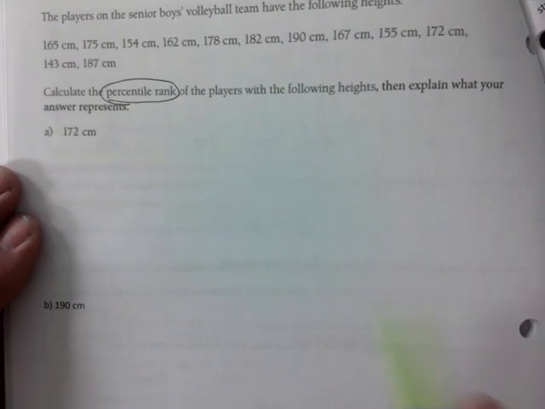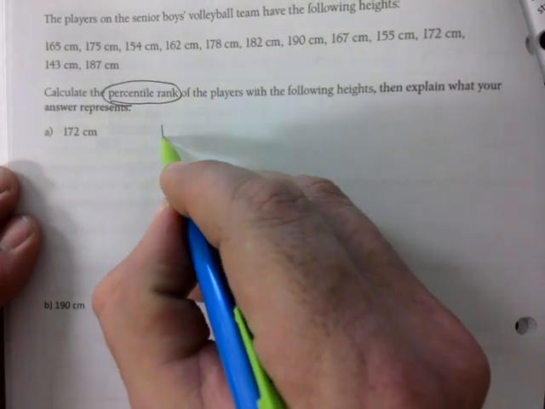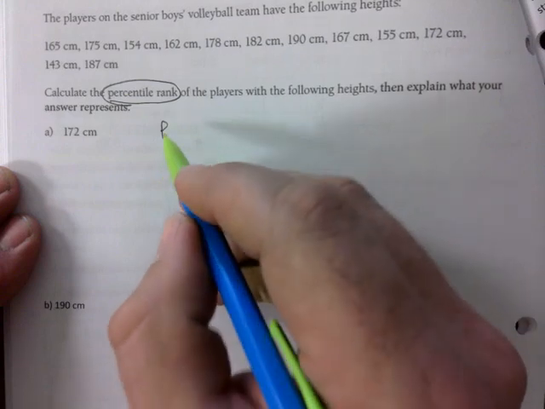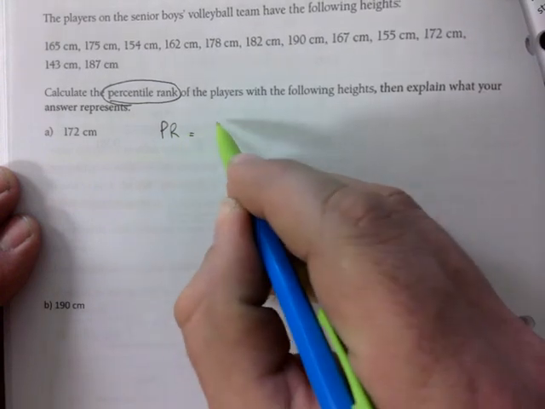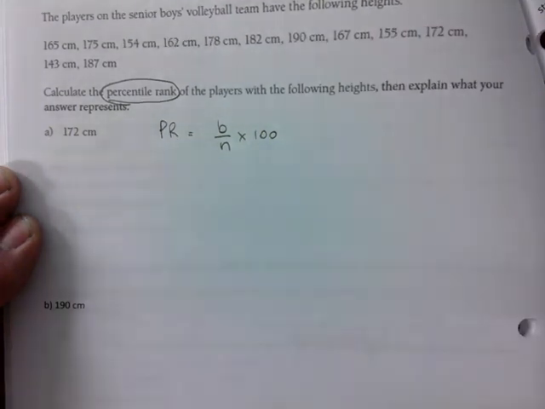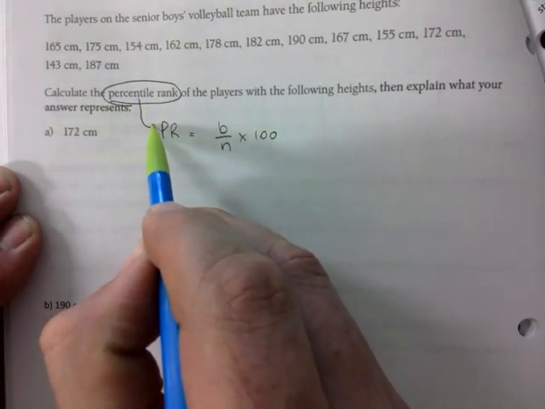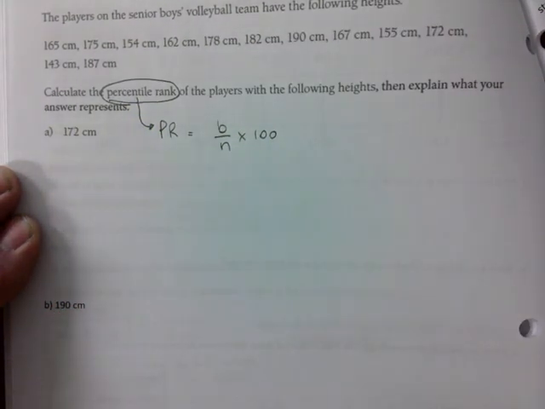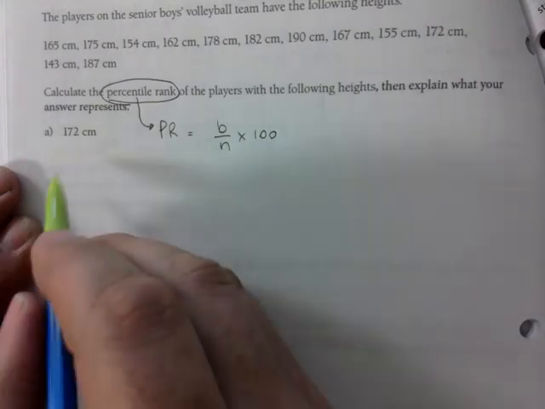Okay. So we know we're going to have to use this formula. PR is B over N times 100. When you hear percentile rank, you should immediately think, oh, calculate. I'm going to go get that formula that I have on my study sheet that tells me how to calculate that.